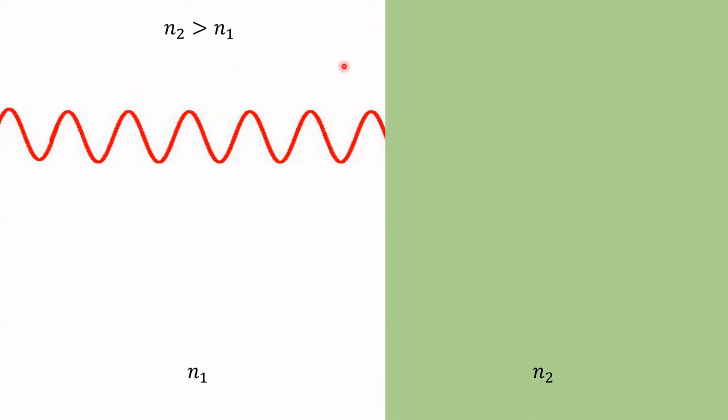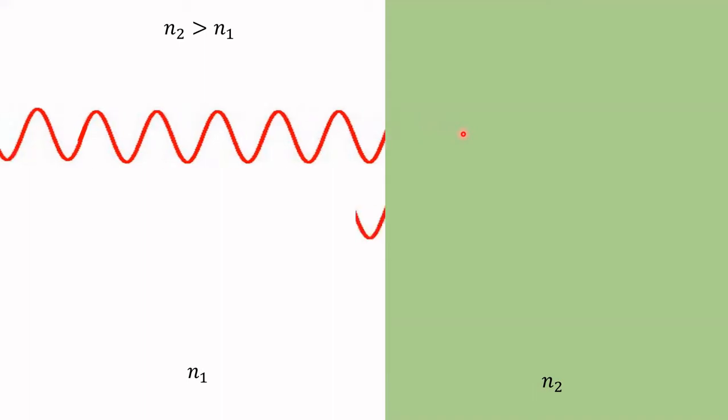So here's an incident wave on a boundary between two mediums, and the index of refraction for this green medium, I'll call it n2. And if n2 is greater than n1, it can be shown using Maxwell's equations that the incident light will experience reflection and transmission, and that the reflected wave will suffer an inversion, just like the boundary condition for a string with one end fixed, or a slinky. A fixed end for a slinky produces an inversion. Well, when light passes into a medium with a higher index of refraction, there is also an inversion, like this.